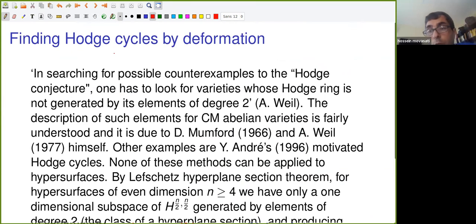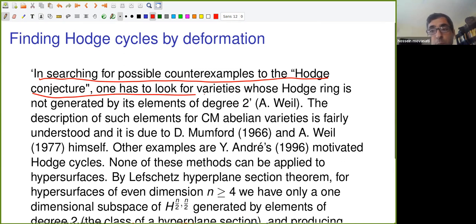So what is the goal of this talk? I want to find more Hodge cycles for hypersurfaces. And this is part of André Weil's comments. I personally don't care if the Hodge conjecture is true or not, but if I have to choose one, I will choose that I don't believe the Hodge conjecture is true. So my mentality now is that the Hodge conjecture must be false.